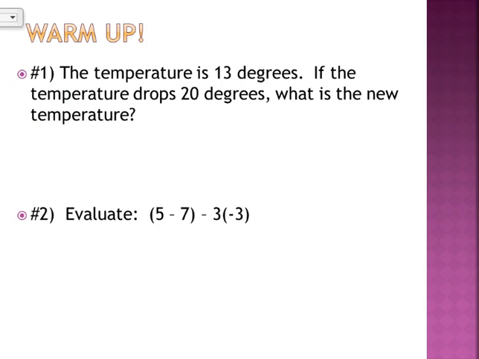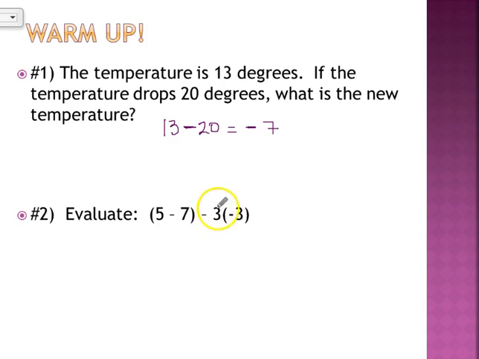Alrighty, so looking at number one, the temperature is 13 degrees. We're starting at 13 degrees. Then we're dropping, so we're going to subtract 20 degrees from 13 degrees. What is the new temperature? So if we're at 13 degrees and we drop 20 degrees, we're subtracting 20. That means we're going to be in the negatives because that negative is in front of the bigger number. It's going to be negative what? Negative 7. 20 minus 13 is 7, and since the negative is in front of that bigger number, the answer would be negative 7.